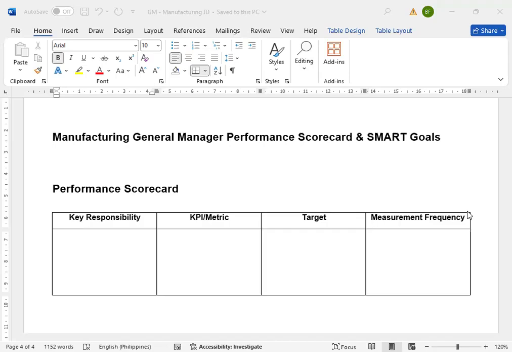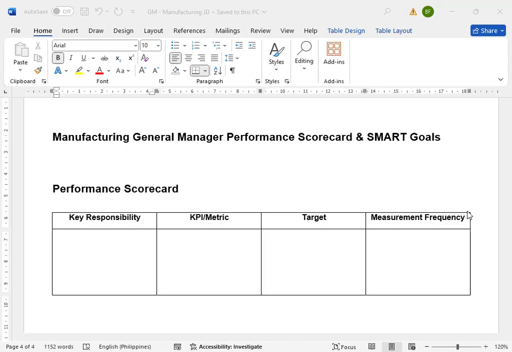It enhances accountability, assigns ownership to specific KPIs, ensuring that employees and managers are responsible for achieving results. It facilitates data driven decision making, uses real time data to identify trends, make improvements, and optimize processes. It drives continuous improvement, encouraging teams to identify inefficiencies and improve productivity and quality.